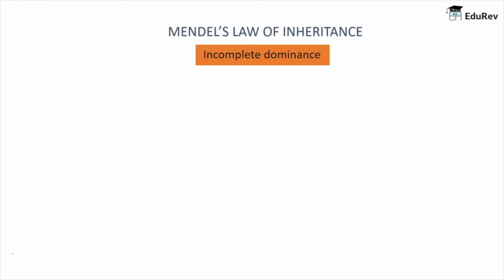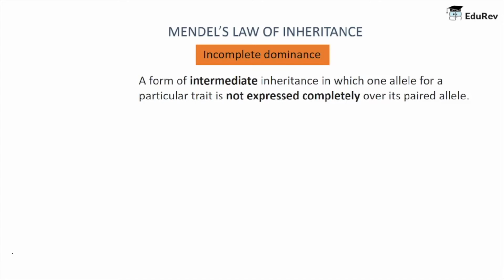Let us now begin studying incomplete dominance. So incomplete dominance is a form of intermediate inheritance. So now the word has arrived: intermediate. There should not be any intermediate in dominance, but it is there since it is incomplete dominance. So a form of intermediate inheritance in which one allele for a particular trait is not expressed completely over its paired allele. Means one allele is not able to dominate over the other one. That is what is incomplete dominance.